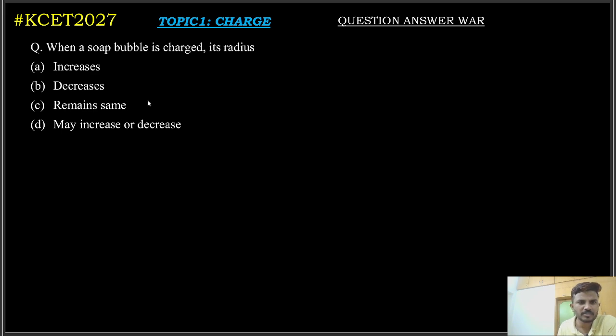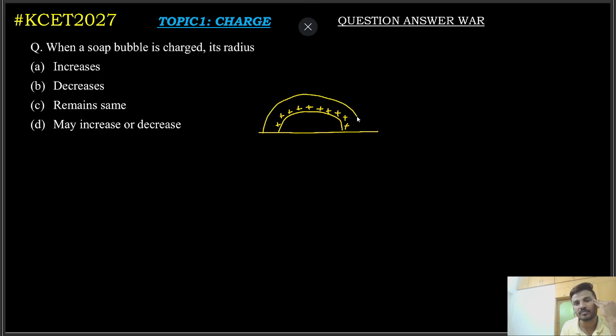When a soap bubble is charged, its radius. So let's consider here we have a soap bubble on which charge is given. Let's consider positive charge is given, the charges get repelled from each other. So to compensate for that, along with the charges, even the surface increases, so that charges move away. Because of that, the radius of this particular bubble has increased. So when the soap bubble is charged, its radius increases. Clear?